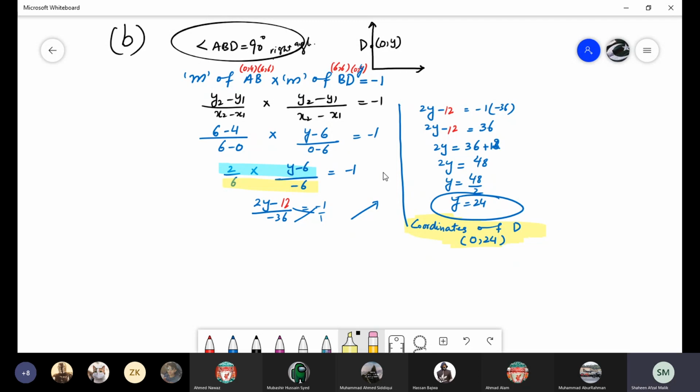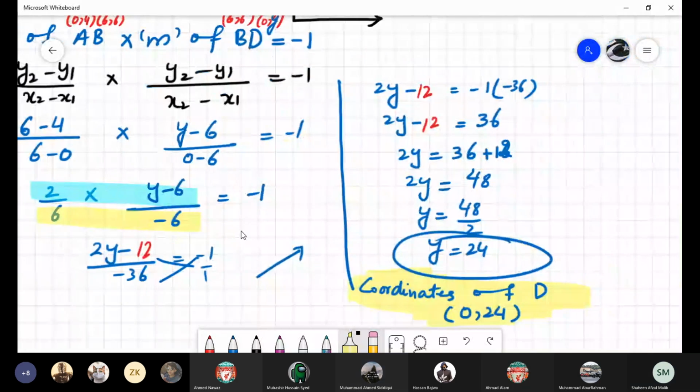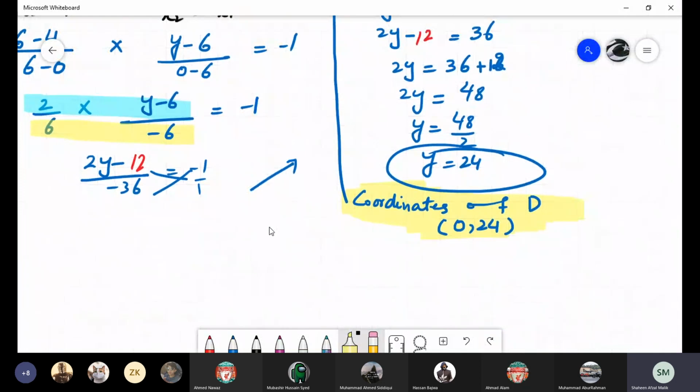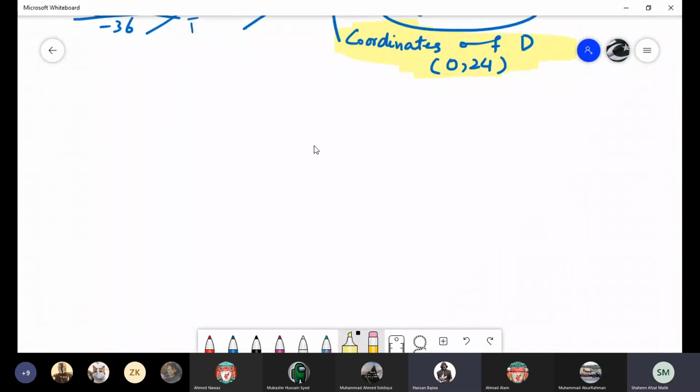When they are collinear, what should be the condition if it is mentioned that they are collinear? Their slopes must be equal. Yes, very good. Their slopes must be equal. So slope of AB is equal to slope of BC. This will be part A. Then for the perpendicular, what's the condition? The product of both slopes should be equal to -1. Very good. So question 10 is your homework.